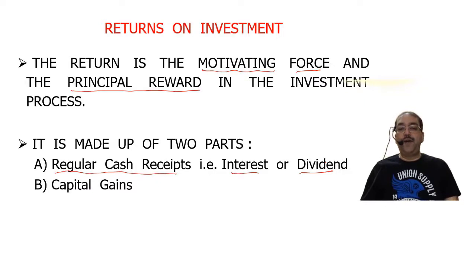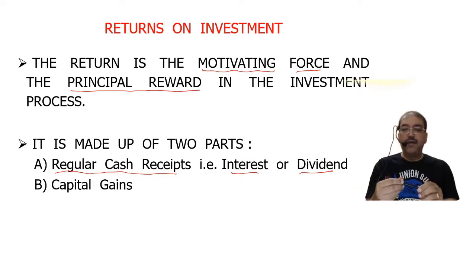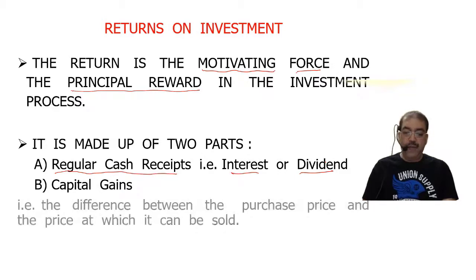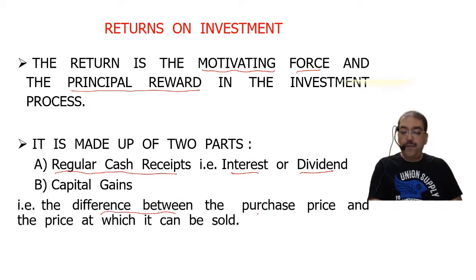Okay. Second is capital gains, capital appreciation. What is capital appreciation? I purchase one share for 100 rupees today, and after 3 months, the value of the share increases to 120. So market price of the share has increased from 100 rupees to 120 rupees. So in that case, the difference between what I purchased it for and what I'm having in the market, the increase in the value of the share, that is called as the capital appreciation or the capital gains. The difference between the purchase price and the price at which it can be sold, that is market price.